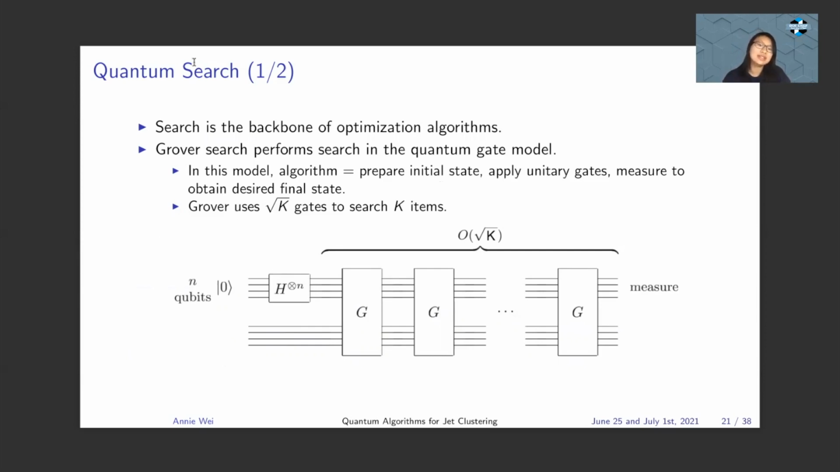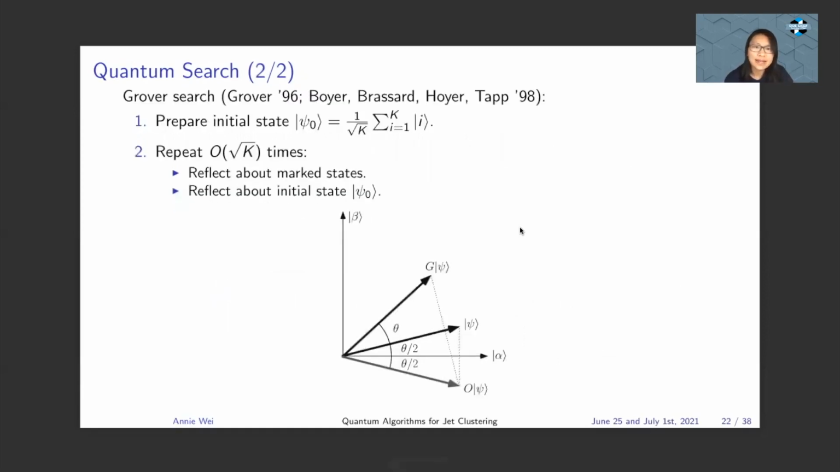And specifically, with Grover, you want to search a database of k items, and then it requires square root of k gates. So we measure time in the number of gates required. So this is basically a square root speedup. And how it works, kind of in pictures, is we prepare this initial state, which is going to be a superposition over all the items in the database. And then we perform a series of reflections.